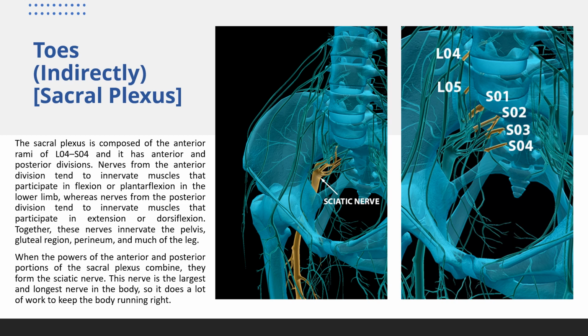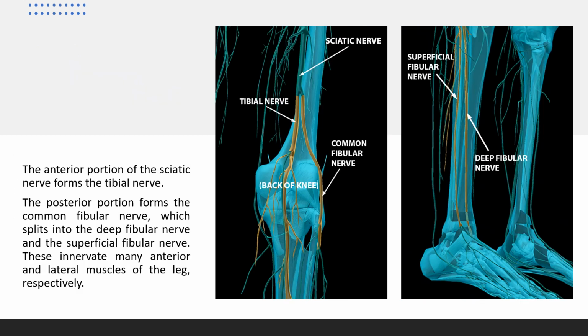When the anterior and posterior portions of the sacral plexus combine, they form the sciatic nerve. This nerve is the largest and longest nerve in the body, so it does a lot of work to keep the body running right. The anterior portion of the sciatic nerve forms the tibial nerve. The posterior portion forms the common fibular nerve, which splits into the deep fibular nerve and the superficial fibular nerve. These innervate many anterior and lateral muscles of the leg, respectively.